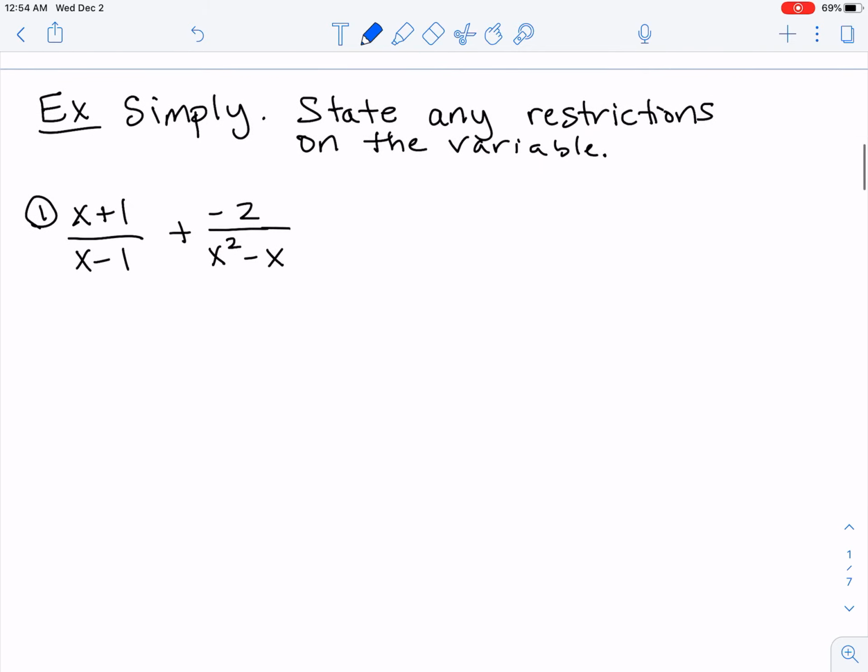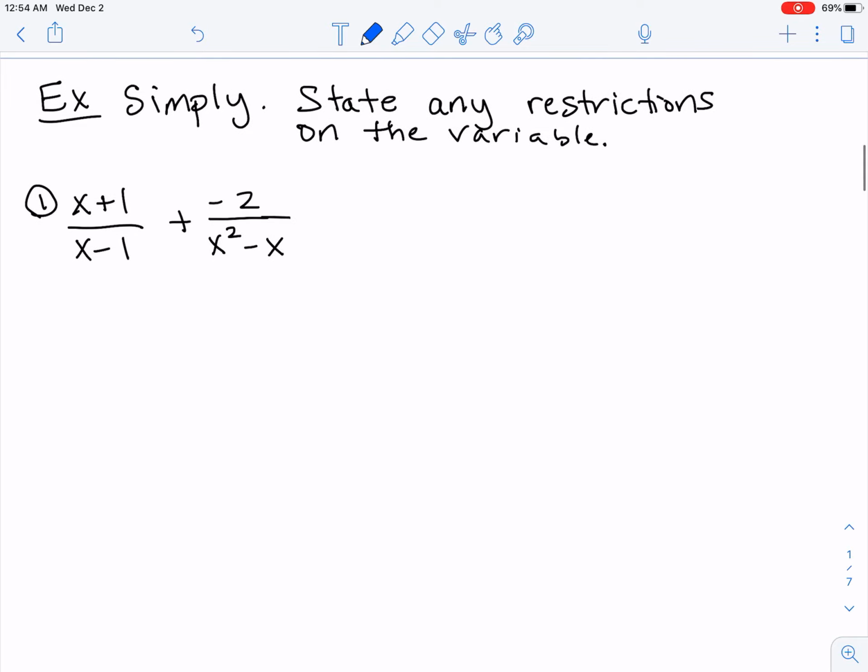Okay, so directions would look a little like this. We're going to simplify and state any restrictions on your variable. All right, well, let's see. The first step, factor your denominators. All right, so I am going to write the factors below. So that is x minus 1. Over here, the factor is x times x minus 1. All right, everything is factored.